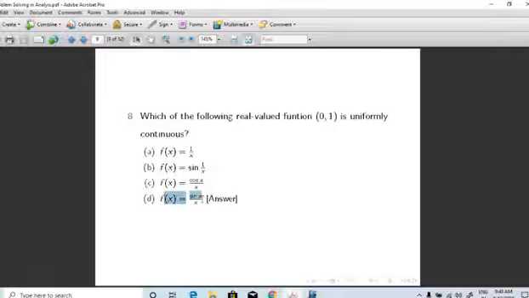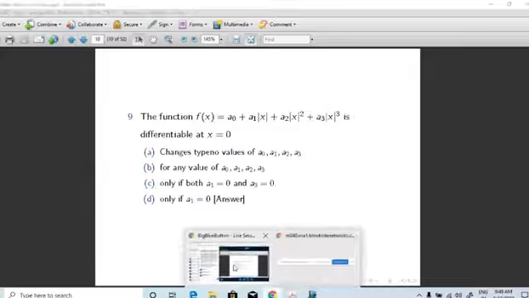Why is this uniformly continuous? Because we can extend this function to the endpoints 0 and 1. 1 is not a problem because substituting x equal to 1, we get a well-defined real number. And as x approaches 0, we again get some real number. Therefore, this function can be extended to the endpoints, therefore it's uniformly continuous. All other functions are not uniformly continuous on the open interval (0, 1). Okay. So, any doubt?